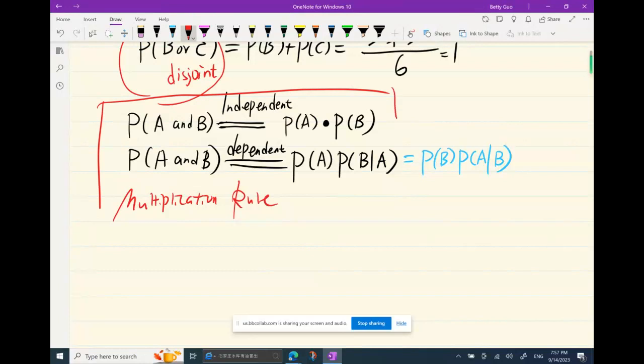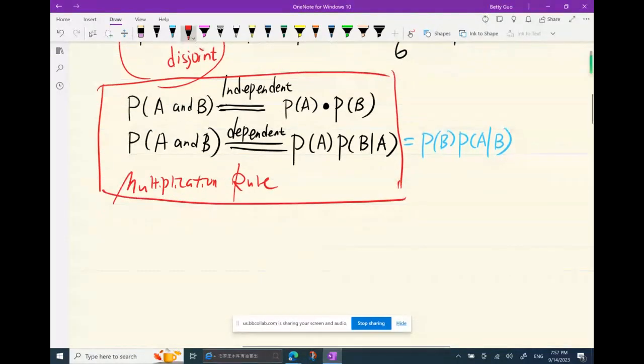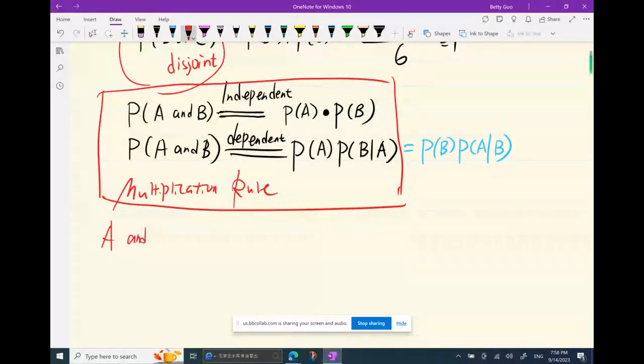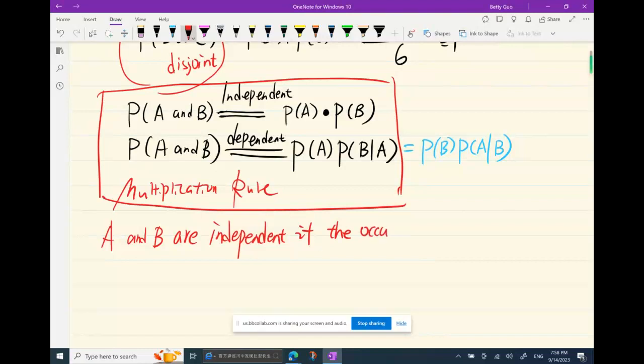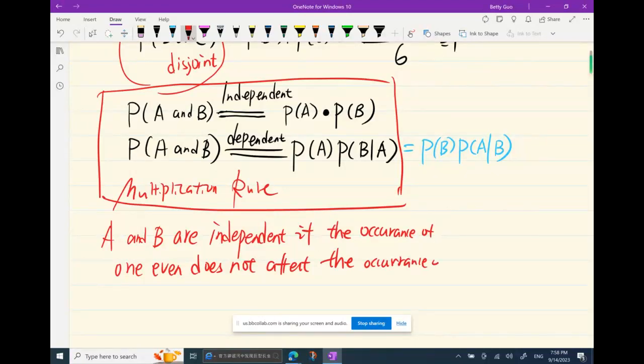All right. So you see 2 concepts, dependent and independent, right? Let me explain. What is dependent? What is independent? A and B are independent if the occurrence of one event does not affect the occurrence or the chance of the occurrence of the other. Then we say A and B are independent.